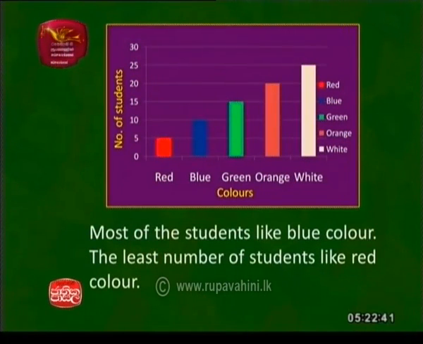Most, now the same thing. Most of the students like the white, and the least number of students like red, least is the lowest. So it is obvious. When you write most, you can write the next sentence with least. That means we don't have to repeat most and, for example, lowest and least. You can use only one.